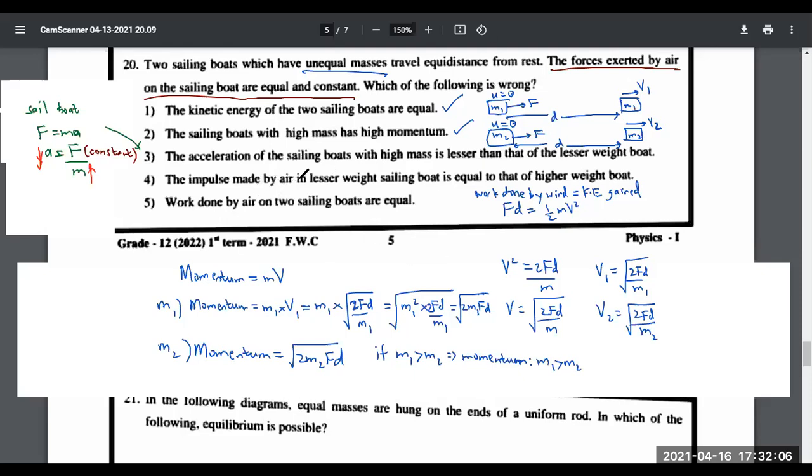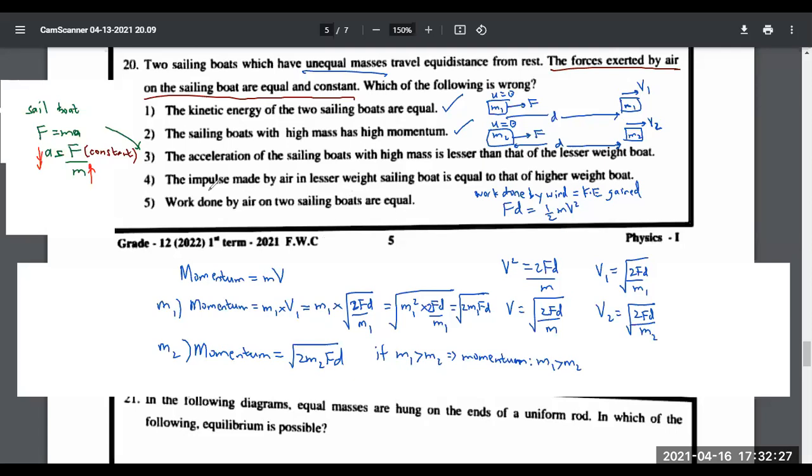Then the fourth one. The impulse made by air in the lesser weight sailing boat is equal to that of the higher weight boat. What about that then? Impulse. How do you decide impulse? The change in momentum, right? The change in momentum. Okay. What can we say about that?